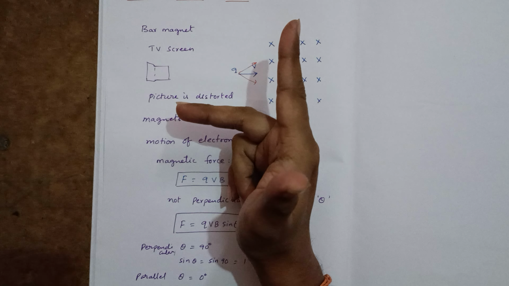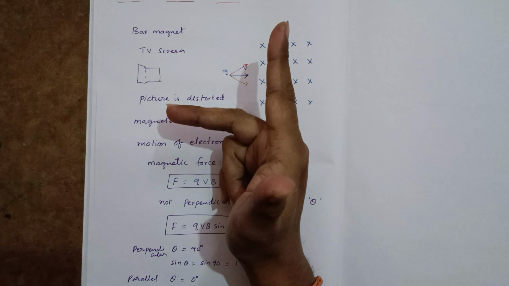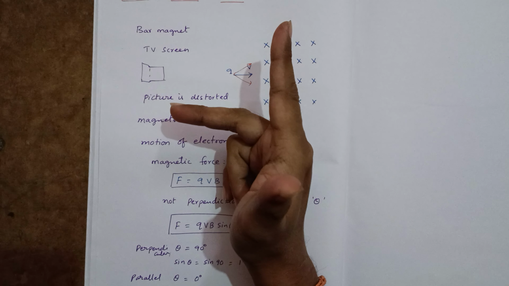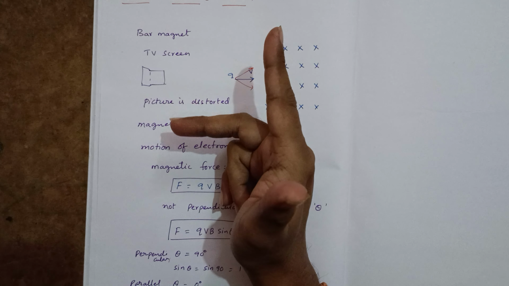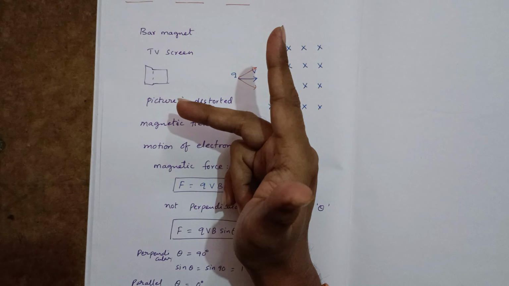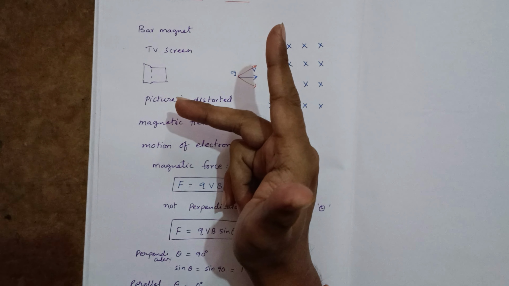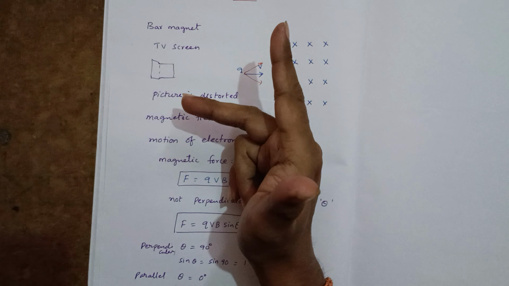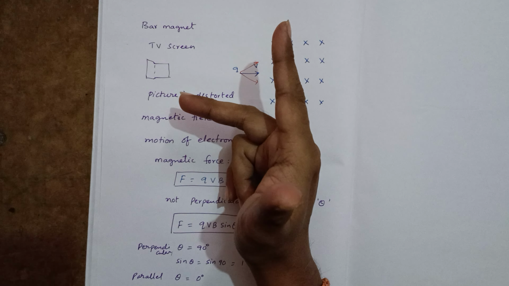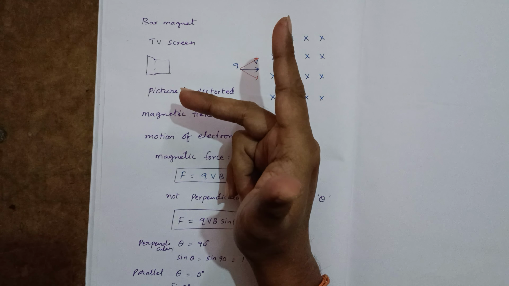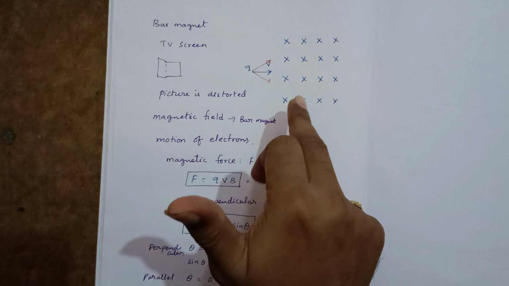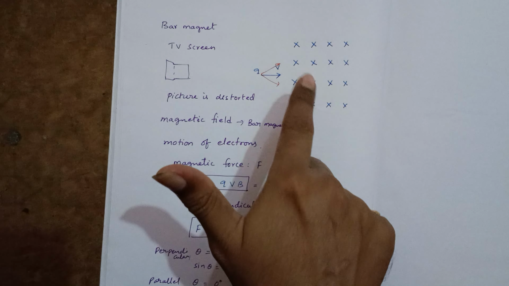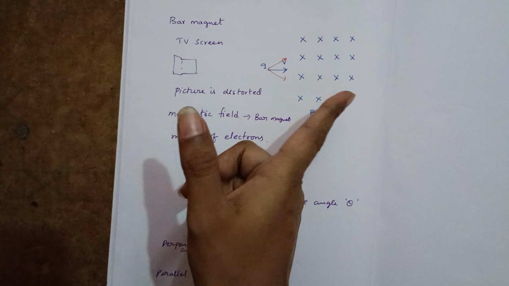Once again, the forefinger indicates the direction of current, the middle finger indicates the direction of magnetic field, and the thumb indicates the magnetic force. Now here we will find the direction of force.